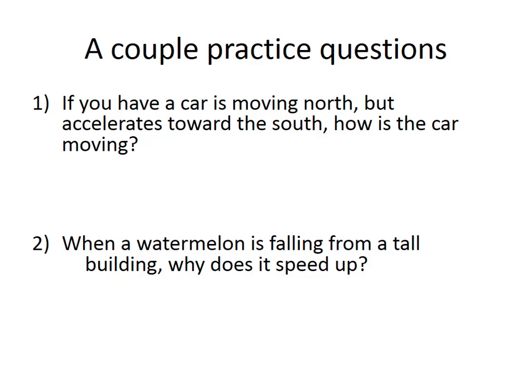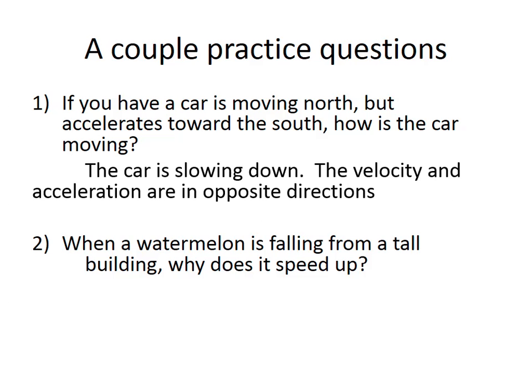I guess we could just do a quick couple practice questions here. If you have a car moving north, but it accelerates towards the south, how is the car moving? So it's saying you are moving north, but the acceleration is south, meaning opposite direction. You could say north is positive, south is negative. That means you have a positive velocity, negative acceleration. You must be slowing down. Is that because acceleration is negative? No. It's because the acceleration and velocity are in opposite directions.